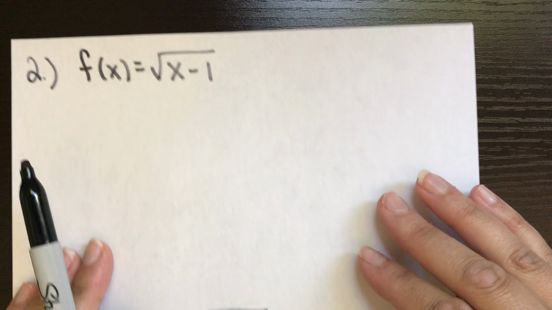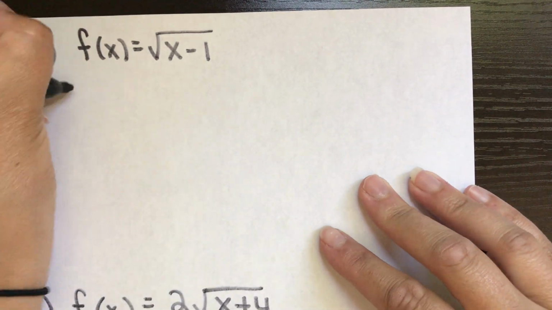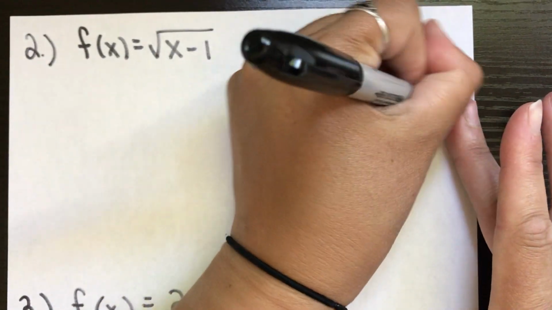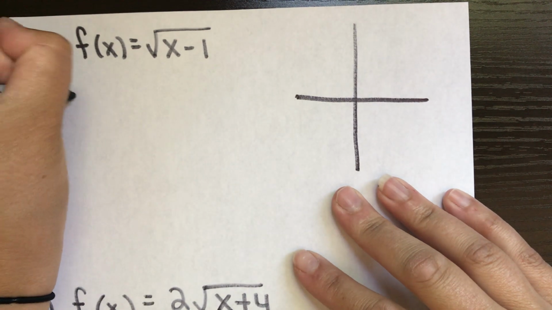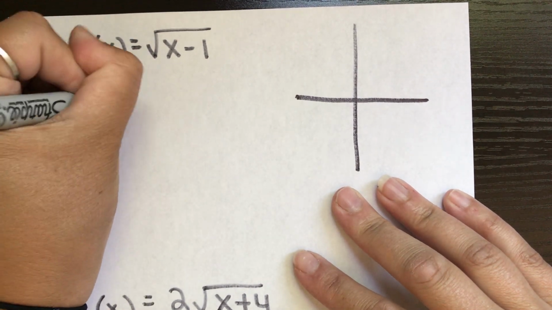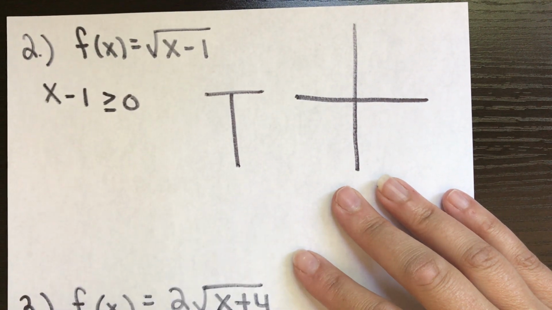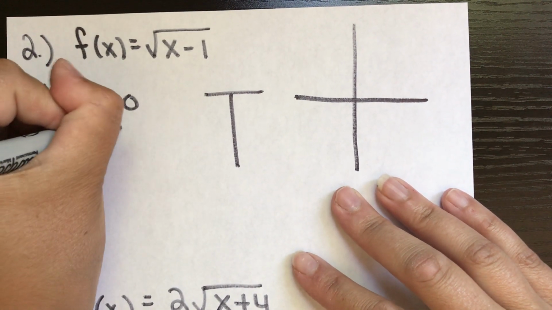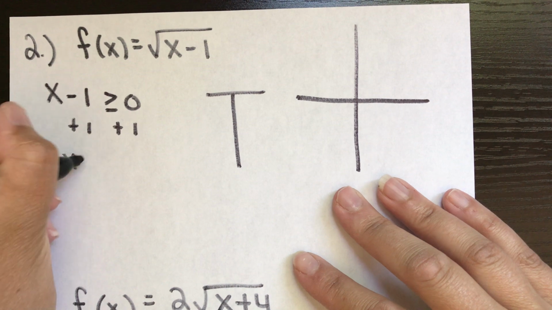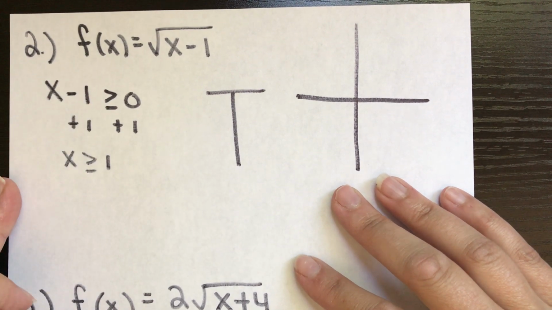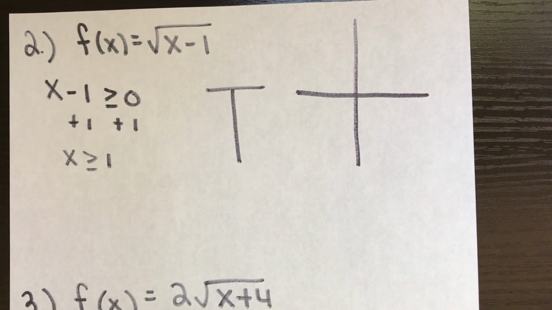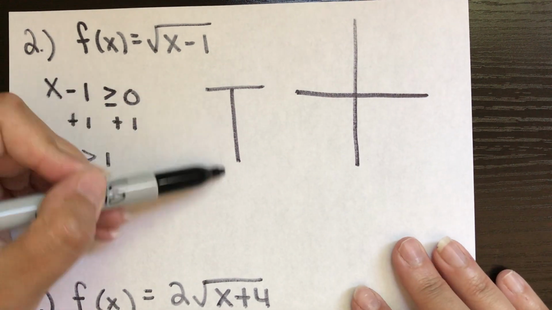So let's look at a few more, and then I will pause this video and make a new one for the next concept. I'm going to take what's underneath the square root and make a little sketch over here. Underneath my square root this time is x minus 1, and I'm setting it greater than or equal to 0. I could also use a t-chart here. I'm going to add 1 to both sides, and I know that x has to be greater than or equal to 1.